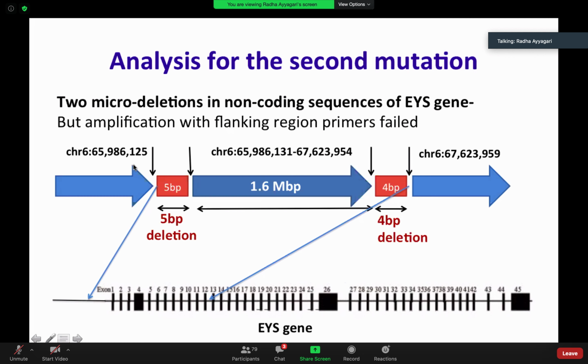But initially, first we wanted to confirm the presence of these variants. So hence we designed primers flanking these deletions and sequenced them. So it should be a trivial exercise: you amplify and sequence and you find these deletions. However, in this case, we failed to amplify this sequence using the primers in the flanking region.